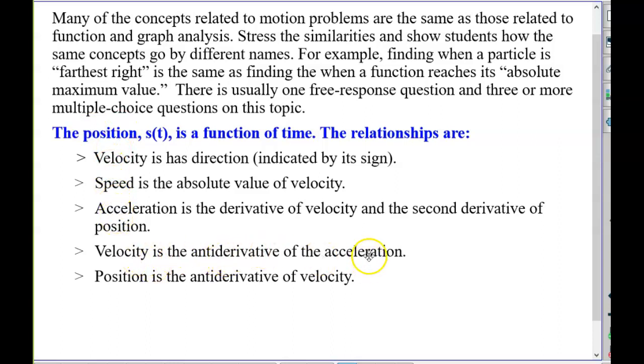Velocity is the antiderivative of acceleration. So if I know acceleration, I can undo it using the integral to get velocity. And position is the antiderivative of velocity. So it's that chain of events, how things are all mixed together.